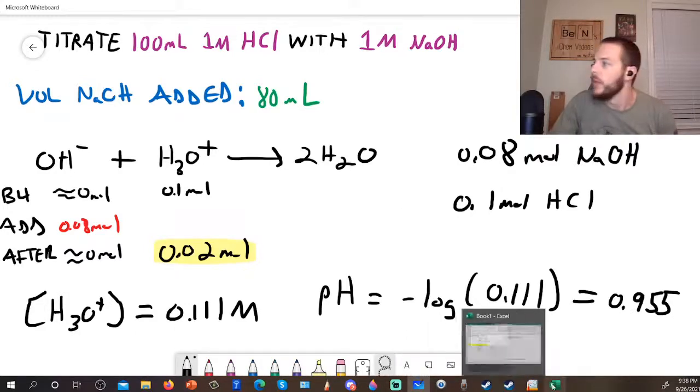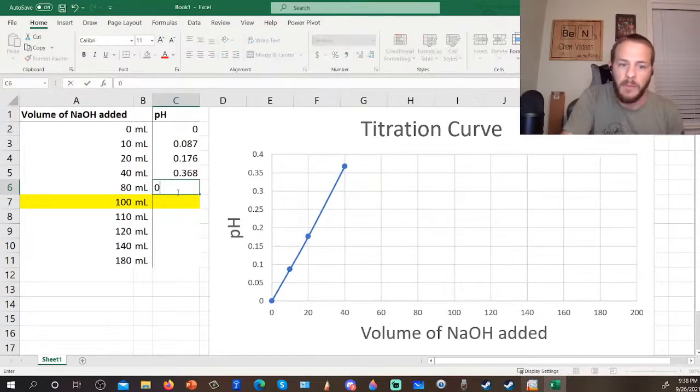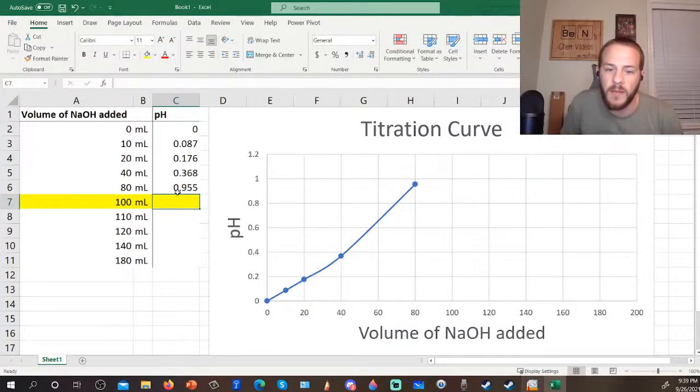0.955. So I'm going to hop back into Excel and punch this into this cell right here. 80 milliliters, 0.955. Okay. So we see that the pH curve is starting to take its shape. It seems like it's accelerating a little bit. We're at the point in the titration where adding a relatively small amount of our titrant, our base, results in a fairly large change in pH. This tips us off that we're getting pretty close to our equivalence point.